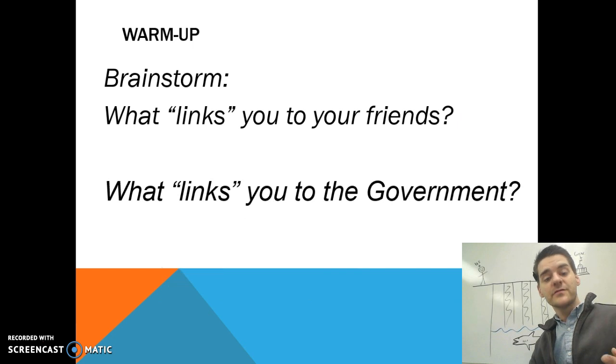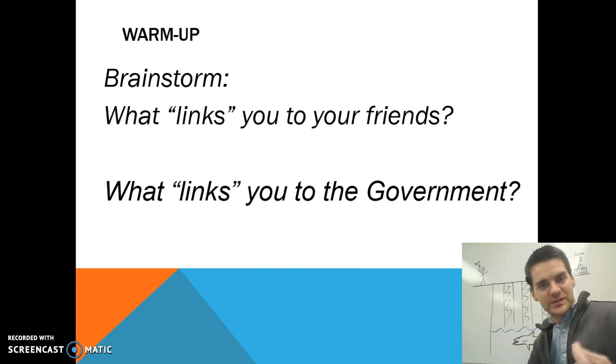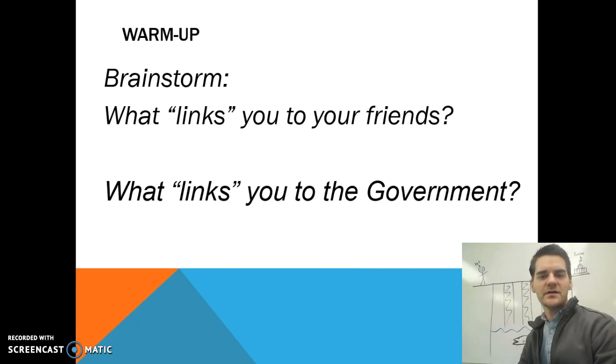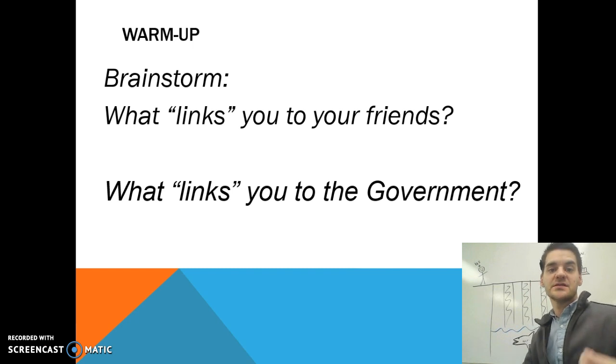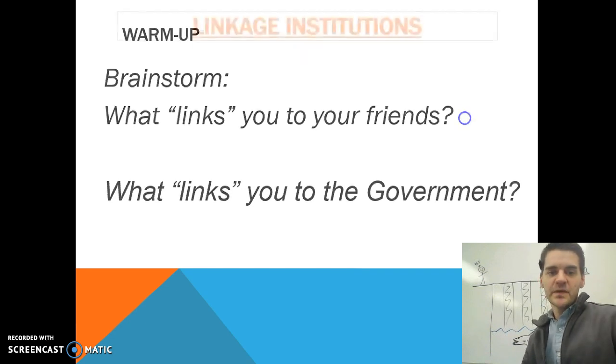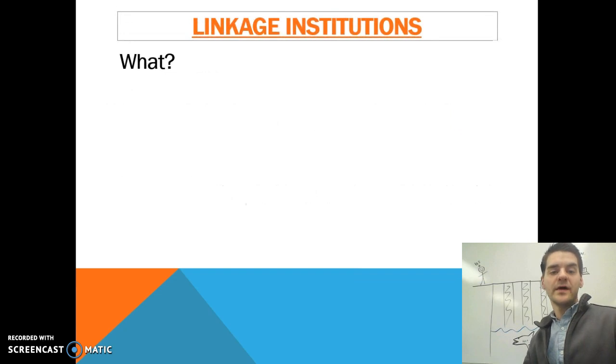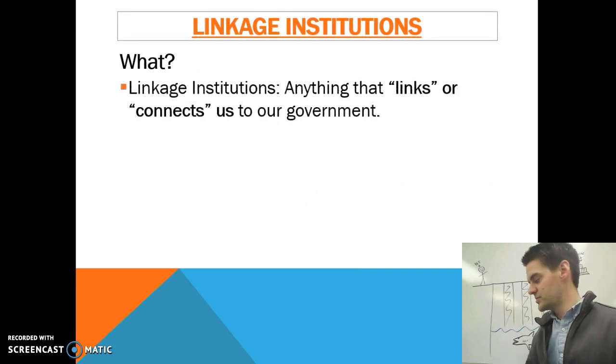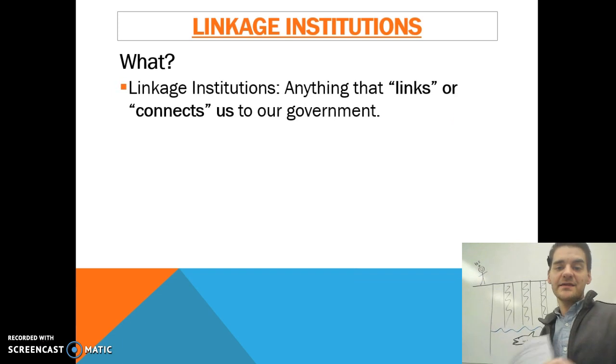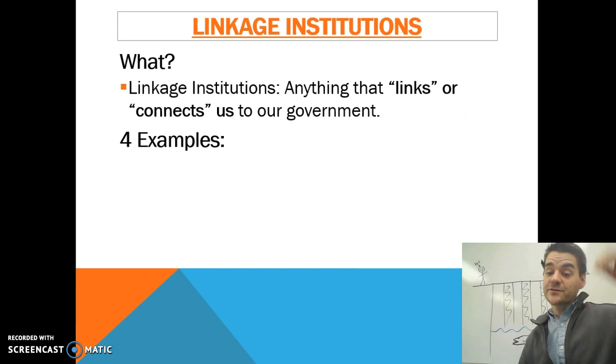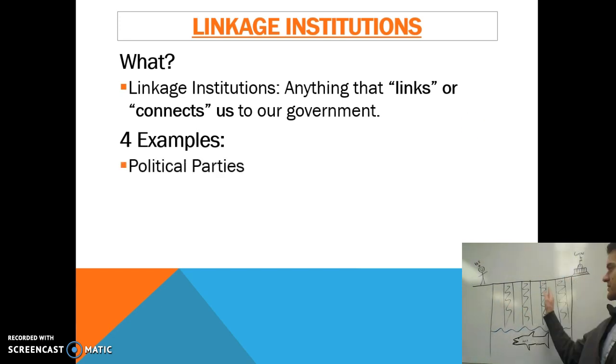When we talk about our government and what links us to our government, it's often a little more difficult to think of the ways that we literally connect to them. What do we have in our society and in our world that helps us interact with them, learn about what they're doing, help them learn about what we want, and so on and so forth? So let's go ahead and talk about what these things are. These linkage institutions, which are anything that links or connects us to our government, well, there's 4 specific things. So these would be the 4 pillars of the bridge behind me.